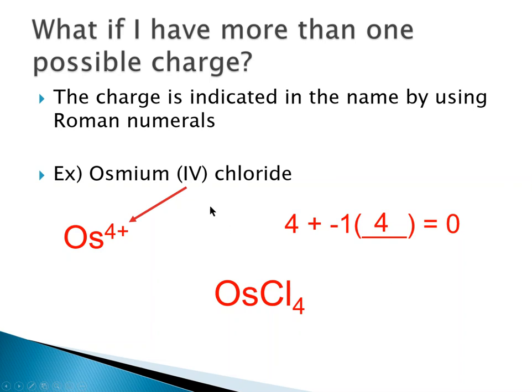Now, a lot of kids confuse this. This Roman numeral does not tell you anything about how many of each you have. So a lot of kids are going to think, oh, it's 4 chloride. That's why we have 4 chlorines. It has nothing to do with that. The Roman numeral only tells us what the charge is on the cation. And I can give you a really quick example of that.